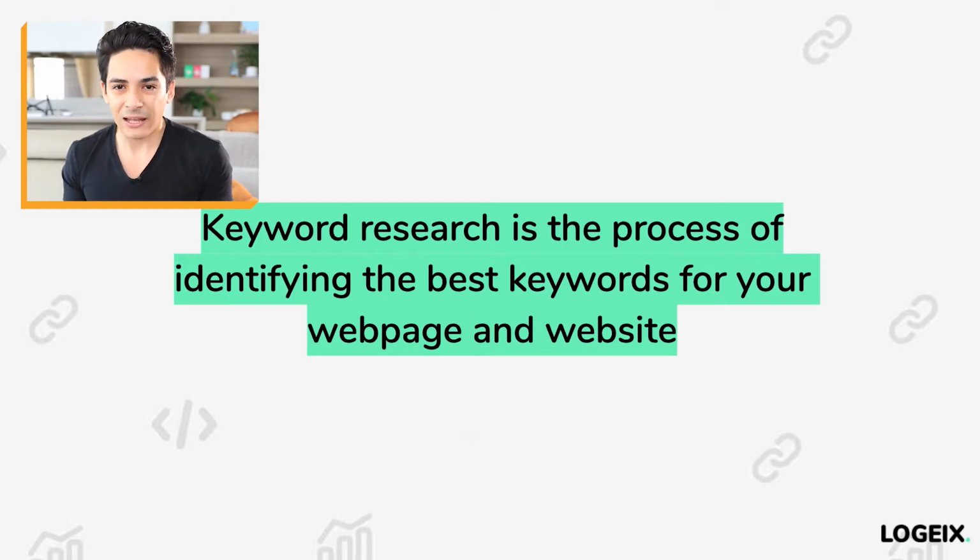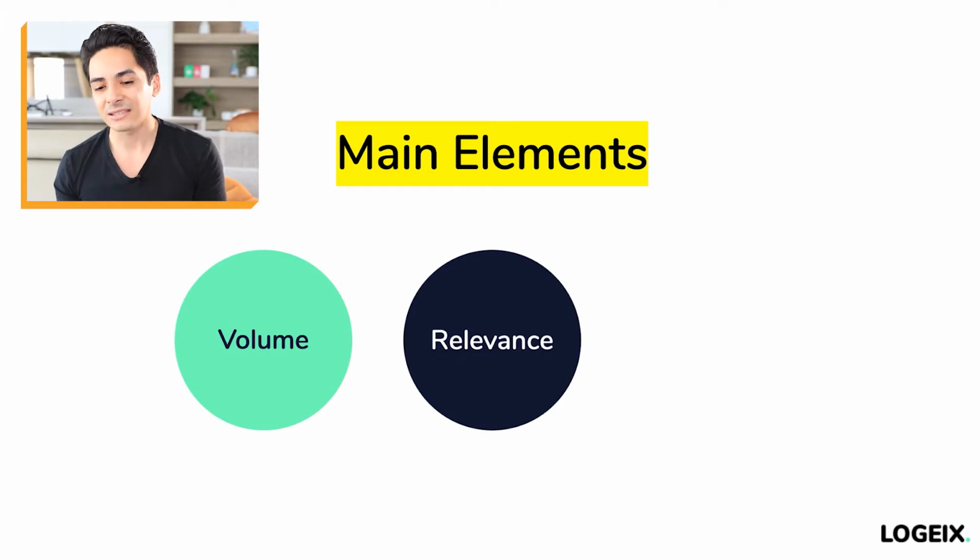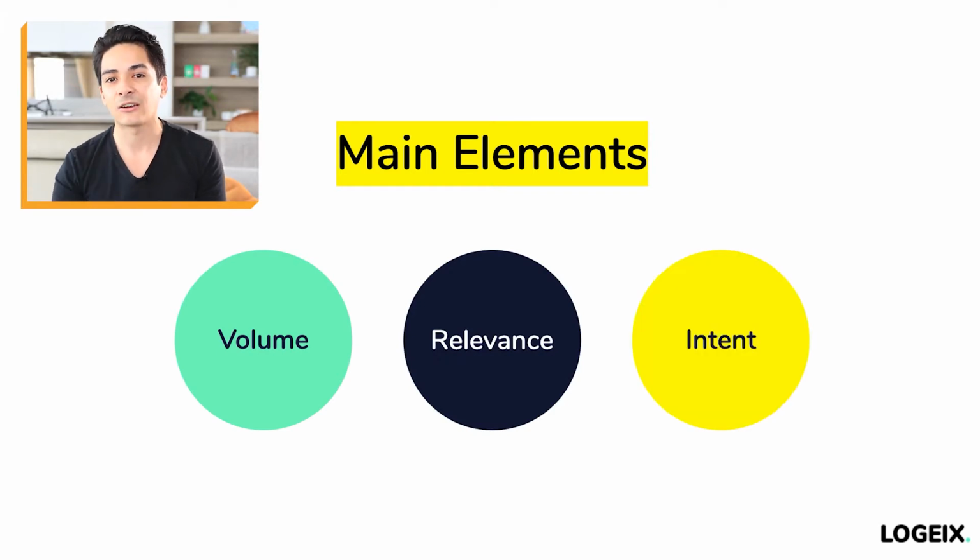Now, to do that, there are a few different elements you want to look at. I want to simplify this again and give you a simple formula I call VRI, which is volume, relevance, and intent, as you're looking at right here. Now, realistically, you need all three of these, and let me explain why.